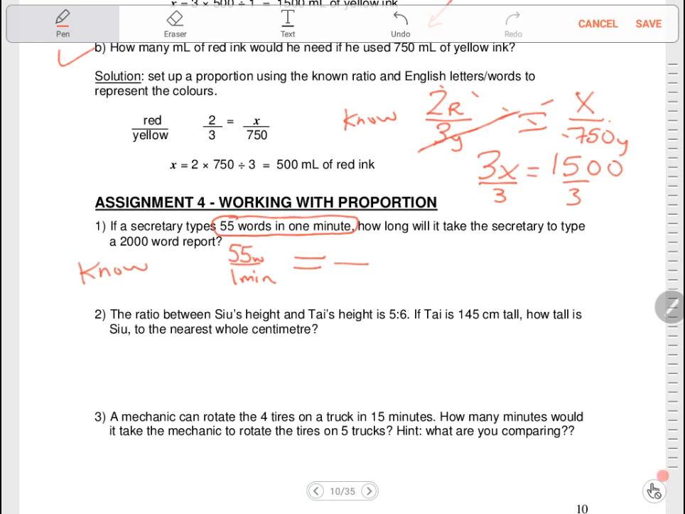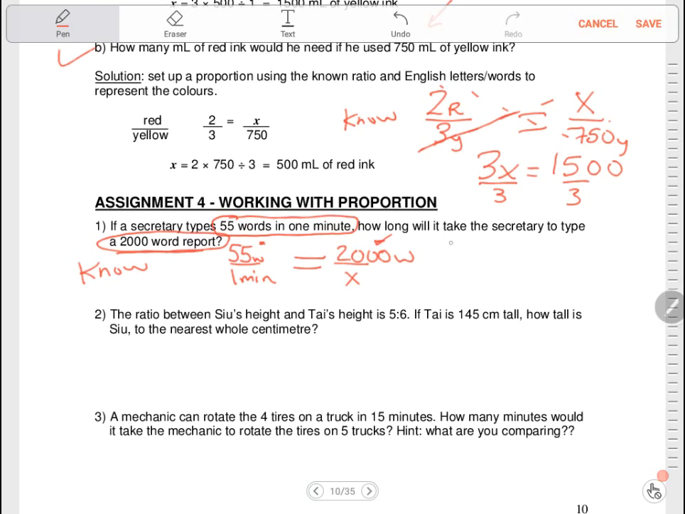The question then goes on to say, how long will it take the secretary to type a 2,000 word report? So now we're at 2,000 word report. Well, that should go on the top right. Why? Because words, so I'll try to put that in here before I confuse anyone. The reason I do that is because words were on top on the left, therefore they should be on top on the right. What goes in the bottom? That's our unknown. You do your cross multiply and divide, which I hope by now is becoming repetitive.